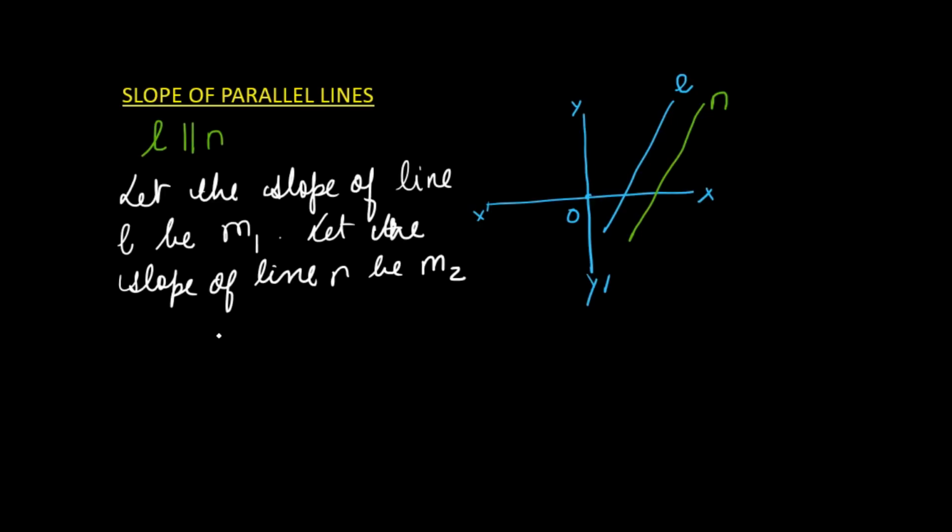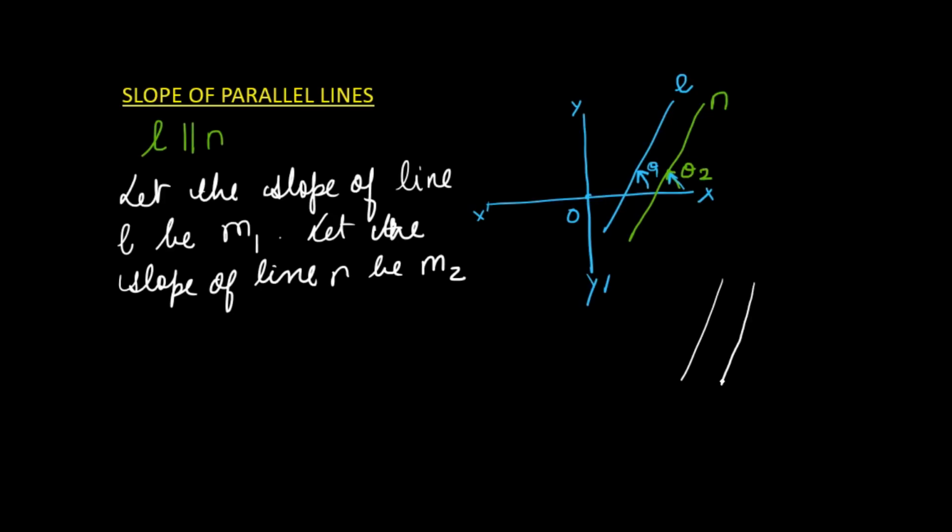Now what is slope? Slope is the tangent of the inclination. What is inclination? Inclination is the angle which the line makes with the positive direction of x-axis. Fine. So let the inclination of line L be theta 1, and let the inclination of line N be theta 2.